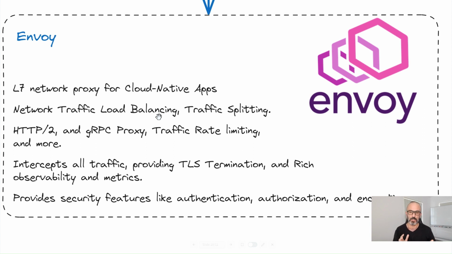The idea is that Envoy Proxy is actually intercepting all the traffic. So it helps to provide services like TLS termination. It also provides us with rich observability and metrics, because it is examining every packet. So it adds extra features, and it could also help us with things like authentication, authorization, and encryption.